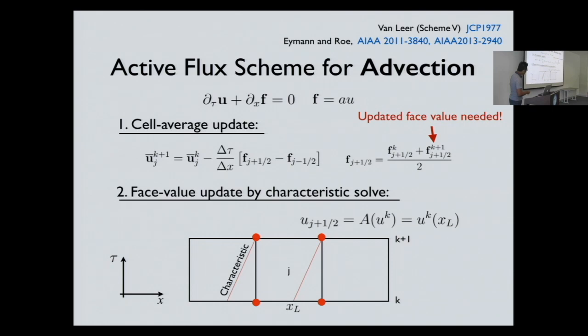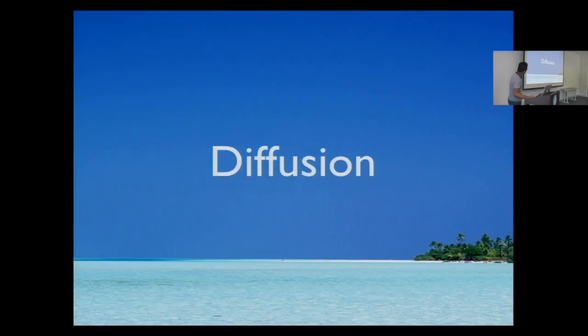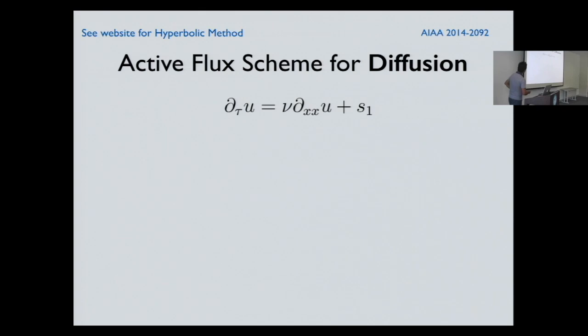You can do without relying on this one-dimensional characteristic. You can take into account multi-dimensional domain of dependence. But that's for details. You can look at this A-row paper. So, diffusion. For diffusion, now there is no characteristics. So how to compute the phase value is a question.